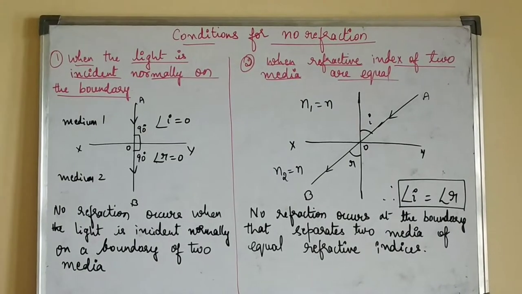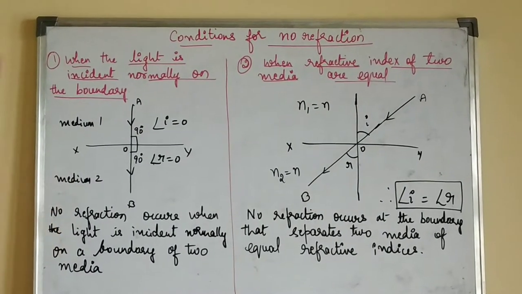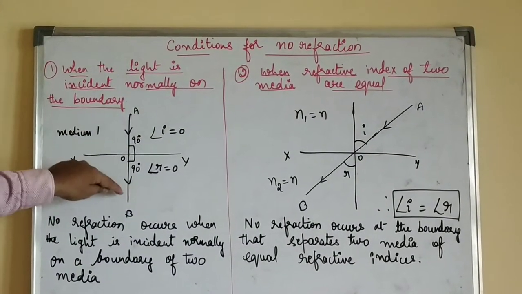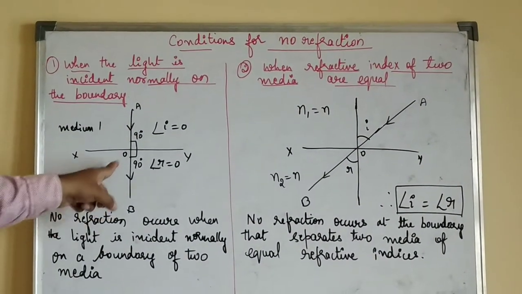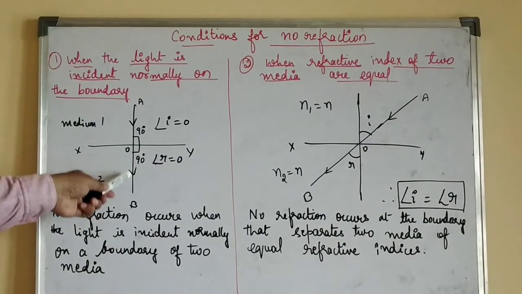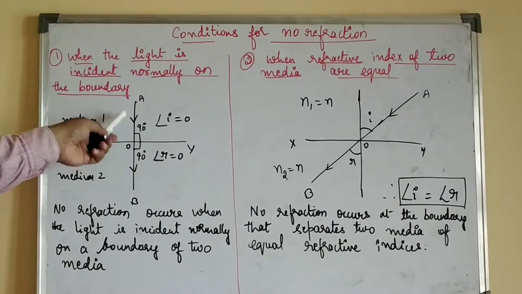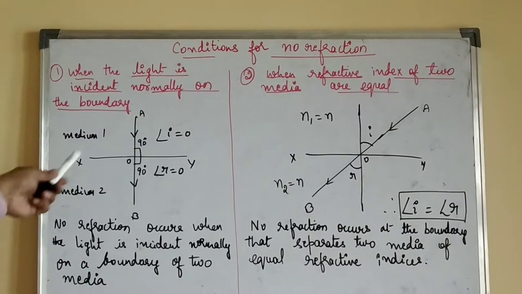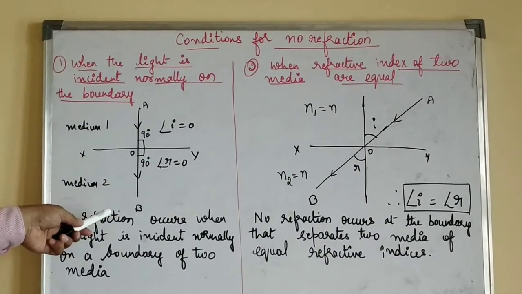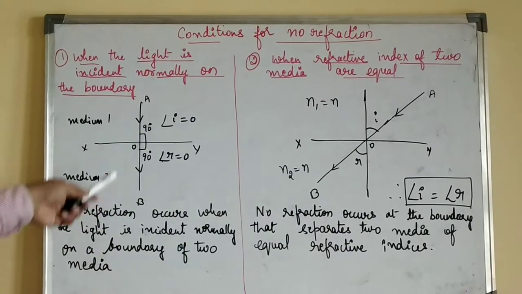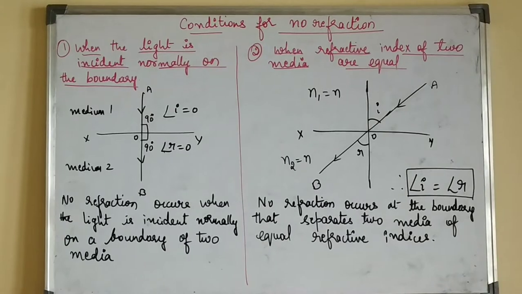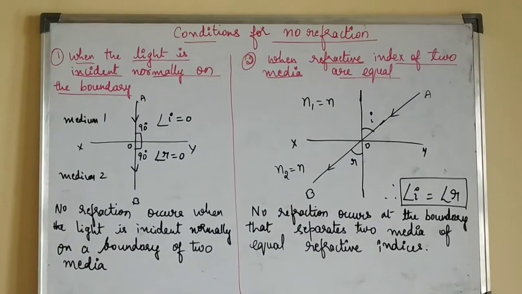Unlike in reflection, where it retraces the same path, in refraction it will not retrace. But it will move along this normal only in the second medium. That is, in medium 2 also, it is moving along the normal. In medium 1 also, the incident ray AO is coming along the normal. In the second medium, the refracted ray, without making any angle, is moving along the normal, which means angle of incidence is 0, angle of refraction is also 0.